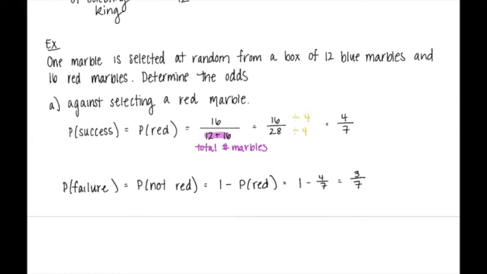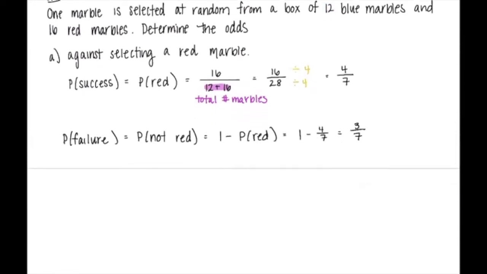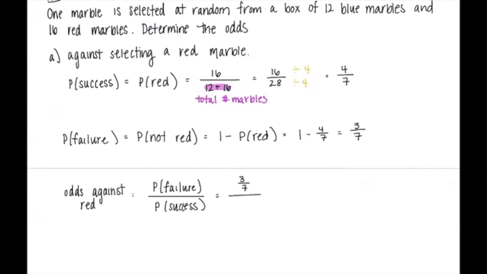So we have a 3 in 7 chance of not getting red, which you could also find by saying you have a 12 out of 28 chance of not getting red. So now that we've got our 2 pieces, the odds against a red marble are going to be our probability of failure divided by our probability of success. So that is 3/7 divided by 4/7.